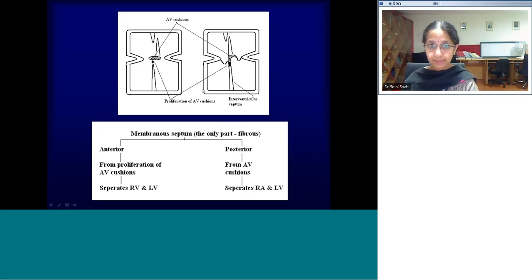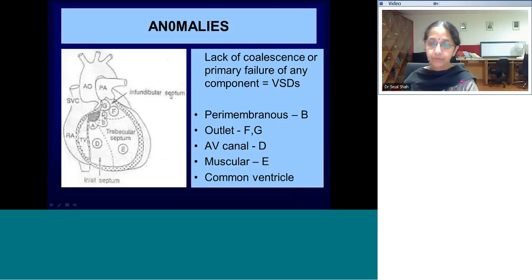So this is the membranous septum, and now we see what happens if a particular part is not developed. We can understand that either it's the lack of formation, like a primary failure, or it's the resorption in different areas, which is going to give rise to different types of VSDs. If it's related to the AV cushion or proliferation, it gives a defective membranous septum. If it's related to the conal septum, then it's going to give rise to outlet VSDs. If it's related to the trabecular septum, then it's going to be related to the muscular VSDs. And the inlet also is partly because of the AV cushion defect.